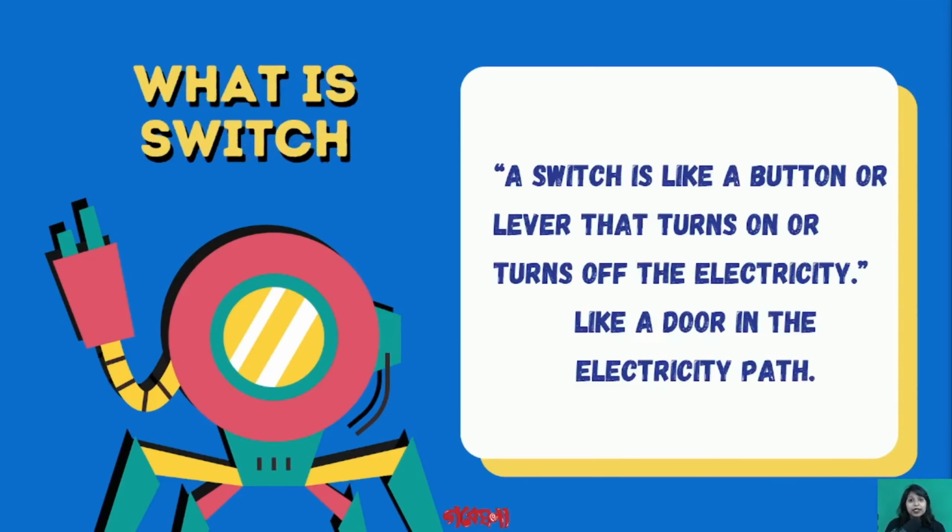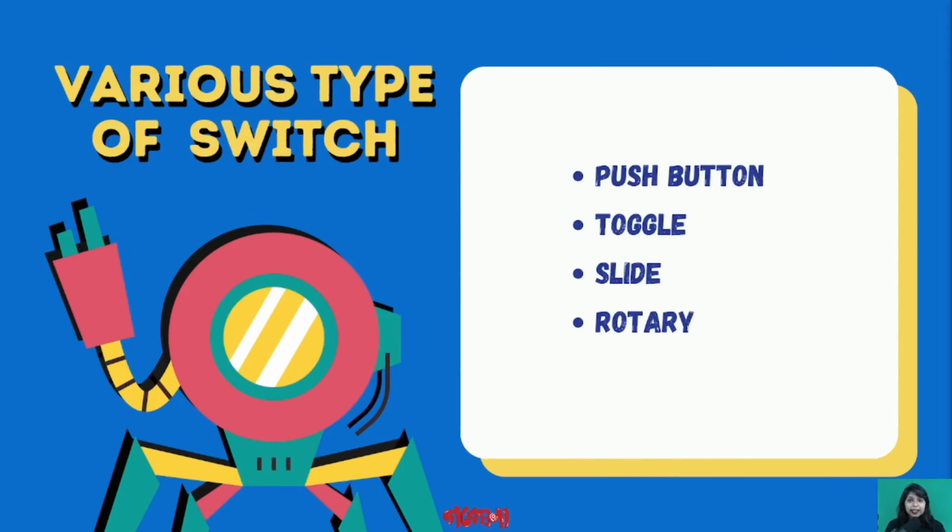A switch is a device that turns a circuit on and off. When we turn the switch on, the circuit completes and electricity flows. When we turn it off, the circuit breaks and electricity stops. Switches come in many types. Today, you will learn about 4 types of switches: push button, toggle, slide and rotary.